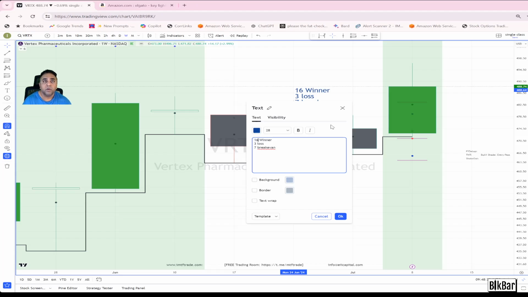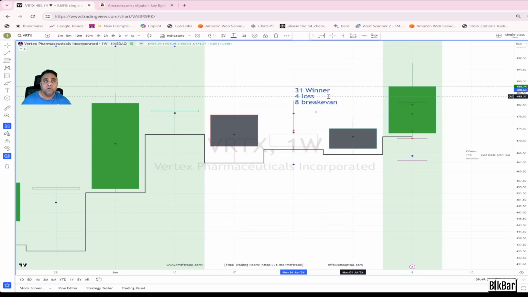whoops, I did this last week too. So that'll be 31 winners. And then if you add another loser, 4, and then you add another here, that's there. So if you look at the overall results for the TNTs for this week, you have 31, let's make sure you guys can see this, 31 winners, 4 losses, and 8 break even. Not bad at all if you think about it.